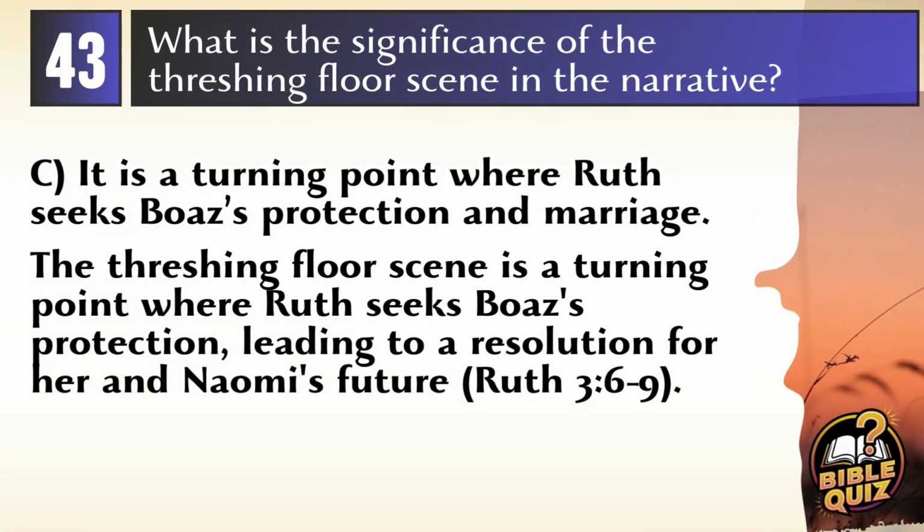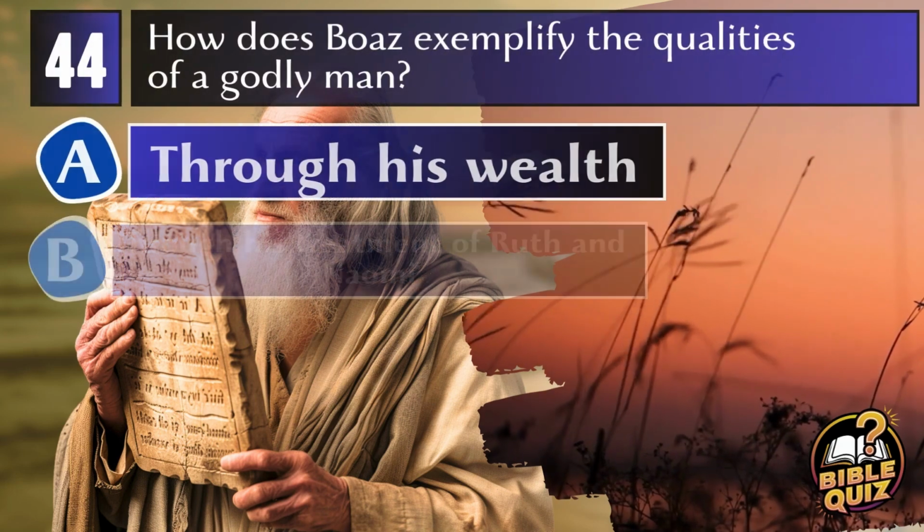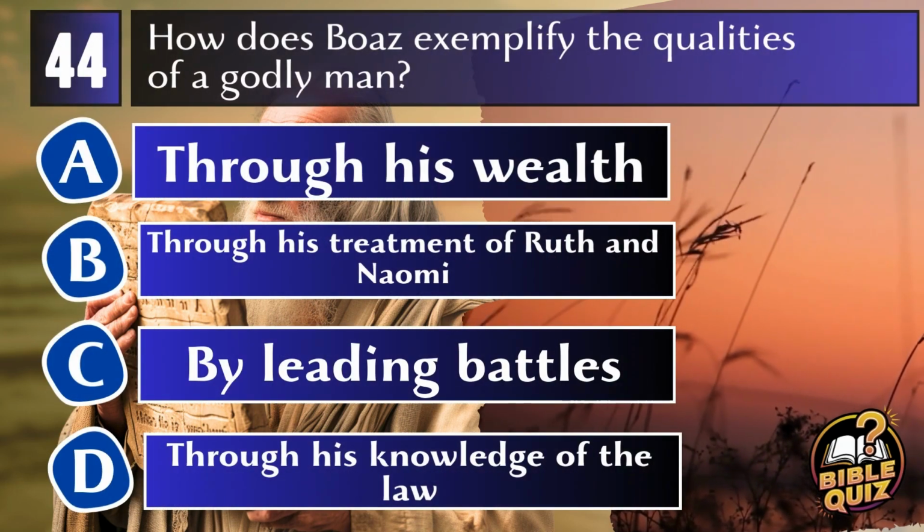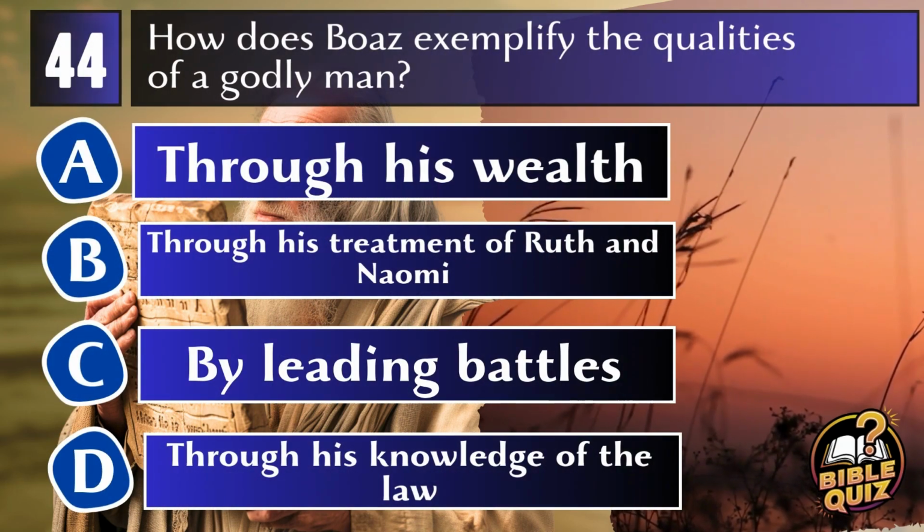Answer: C. It is a turning point where Ruth seeks Boaz's protection in marriage. The threshing floor scene is significant as it represents a turning point in the narrative where Ruth actively seeks Boaz's protection in marriage, leading to the resolution of her and Naomi's plight and securing their future. Ruth 3:6-9. Question 44. How does Boaz exemplify the qualities of a godly man?